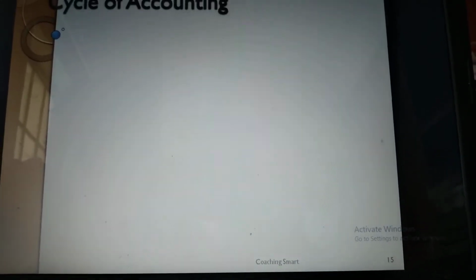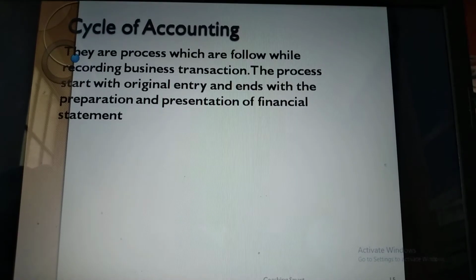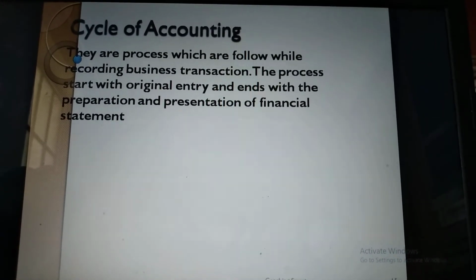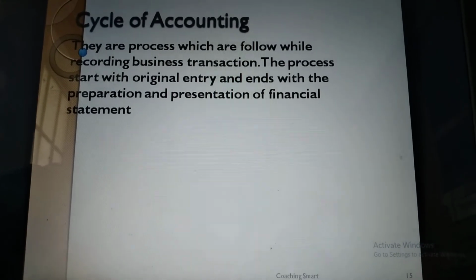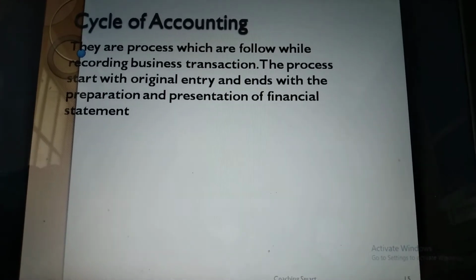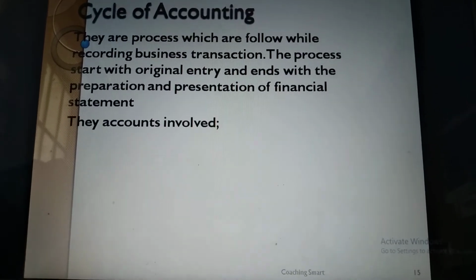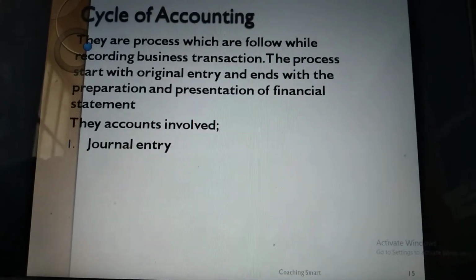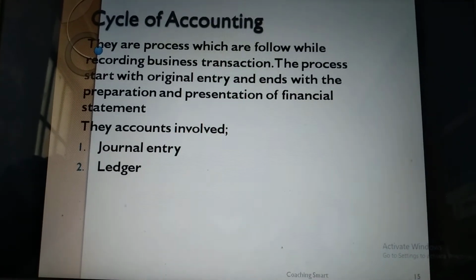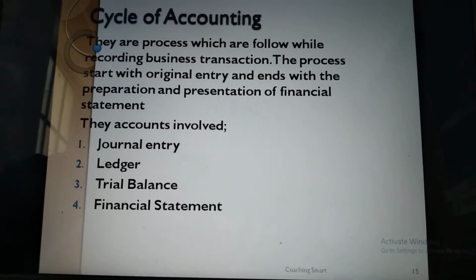Now we move to another very important area, which is cycle of account. In cycle of account, our basic understanding is just to understand that they are processes which are followed while recording business transactions. The process starts with original entry and it ends with the preparation and presentation of financial statement. The accounts involved in the cycle of account are 1, the journal entry, 2, the ledger, 3, the trial balance, and finally, financial statement.